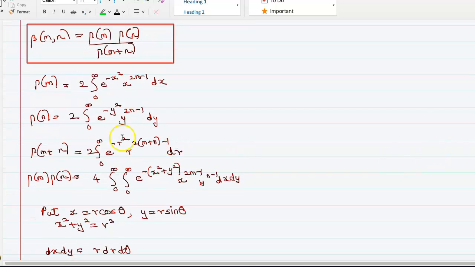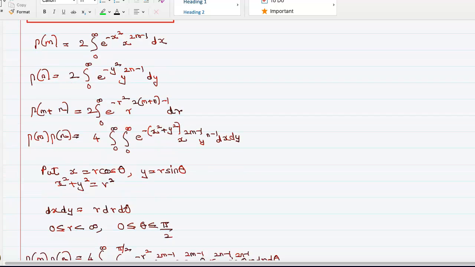So gamma m into gamma n will be 4 times integral 0 to infinity, using the law of indices, e raised to minus of x squared plus y squared, x raised to 2m minus 1, y raised to 2n minus 1, dx dy. So that will give you, if I put x as r cos theta, y as r sin theta, this is polar coordinates, x squared plus y squared is r squared, dx dy will be r dr d theta using Jacobian.